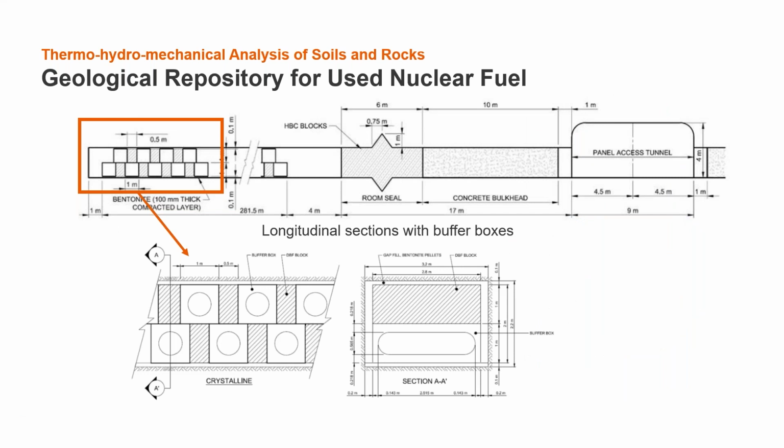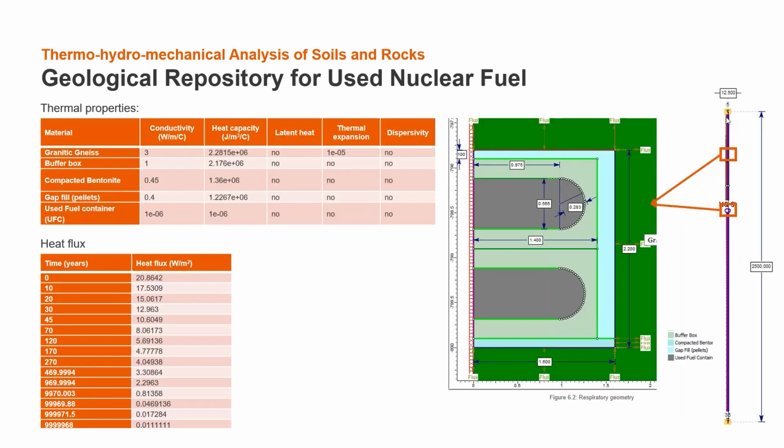Here is the longitudinal section with buffer boxes. The center to center distance between the boxes is 1.5 meters, and the space between the boxes, 0.5 meter, is filled with bentonite pellets. And you can see that the top and the bottom rows are offset. And here is the model in RSTalk. We are doing the analysis for the case that has 25 meters room spacing.